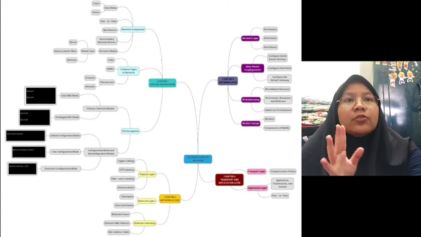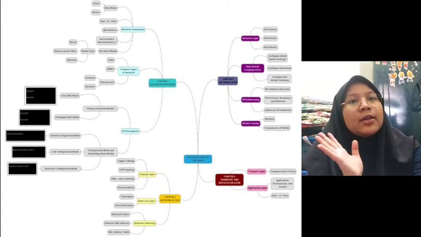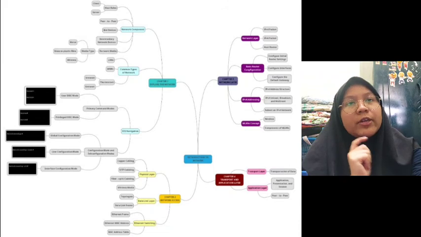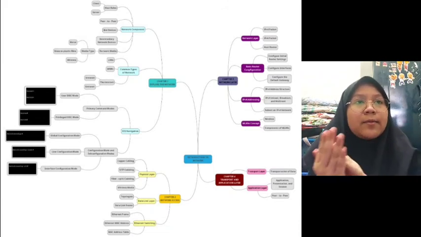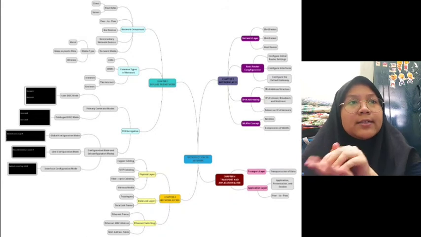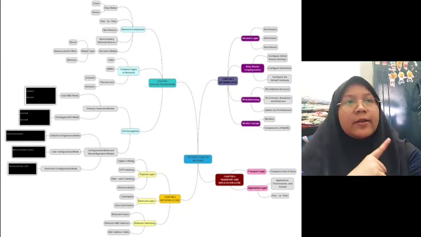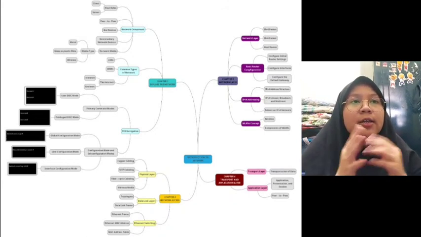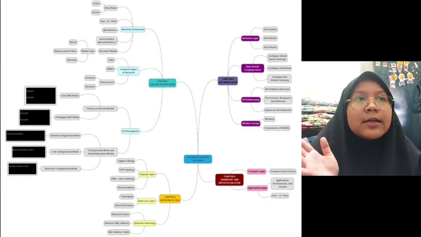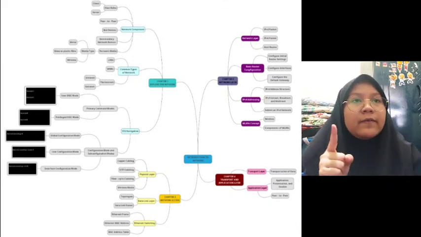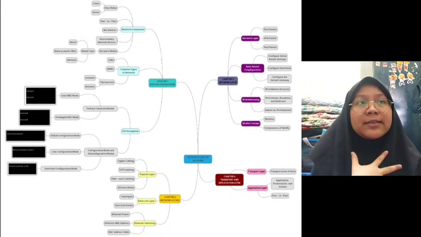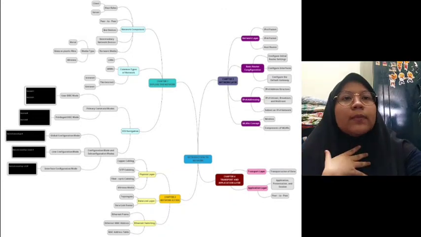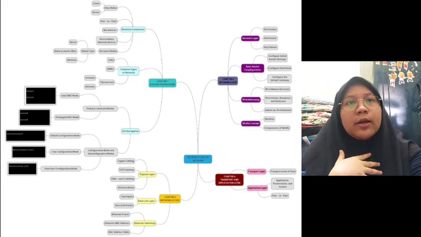So IPv4 unicast, broadcast, and multicast. Unicast is a transmission that sends a packet to one destination IP address, while broadcast is a transmission that sends a packet to all other destination IP addresses, while multicast is a transmission that sends a packet to a multicast address group. So that's it about IPv4.